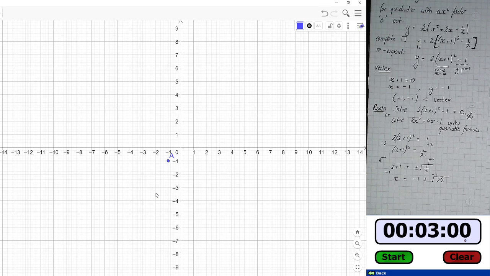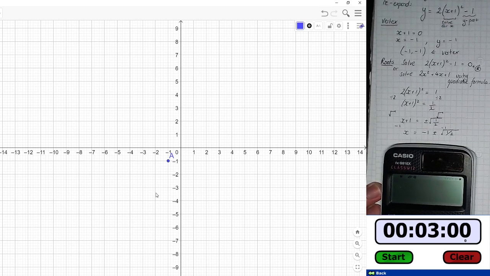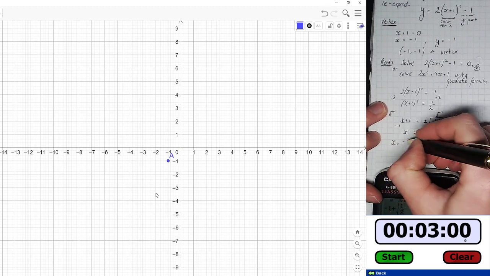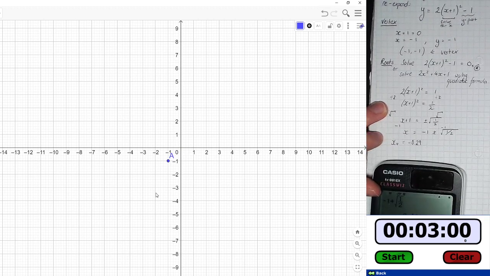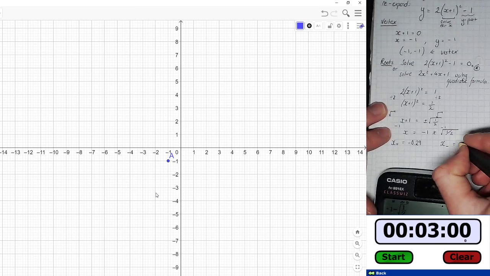Definitely calculator time. Okay, so let's shift that up a bit so we can see. So we've got -1 plus the square root of 1/2. Decimal time. -0.29. Okay. What about x with our little negative? So let's change that little plus to a minus. Again, we get -1.71. Ew.